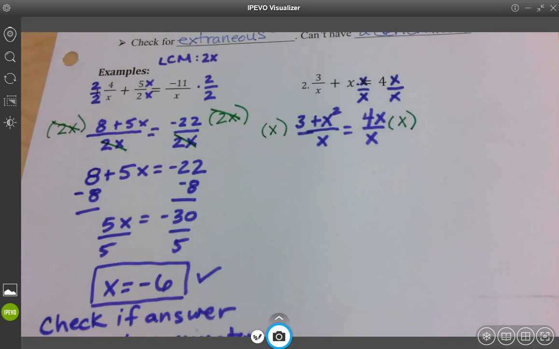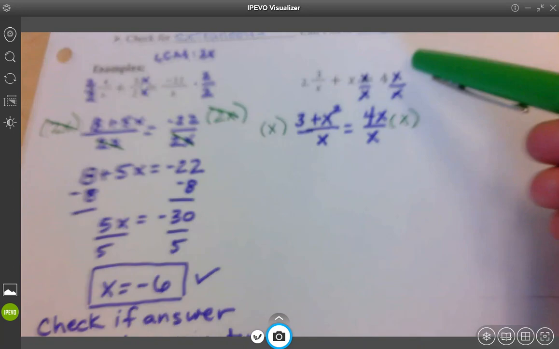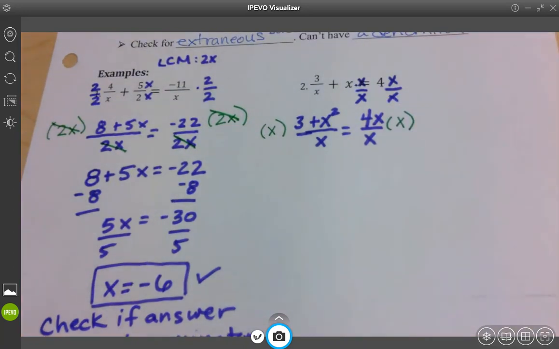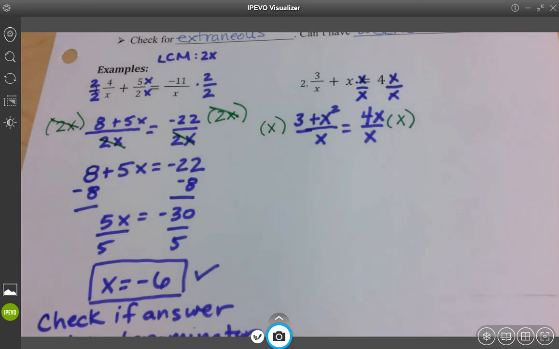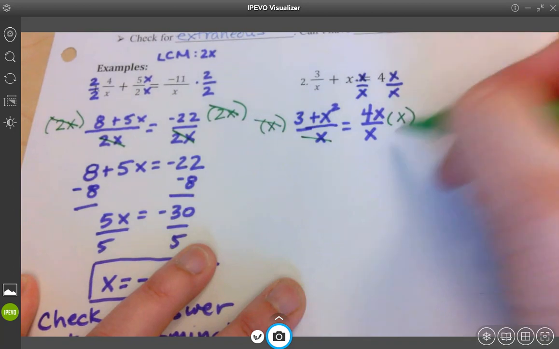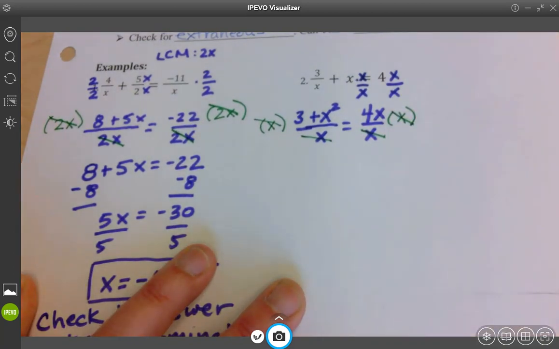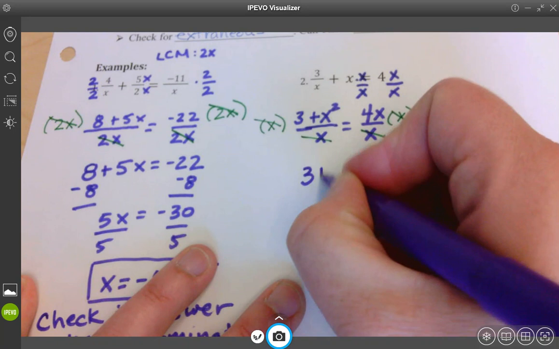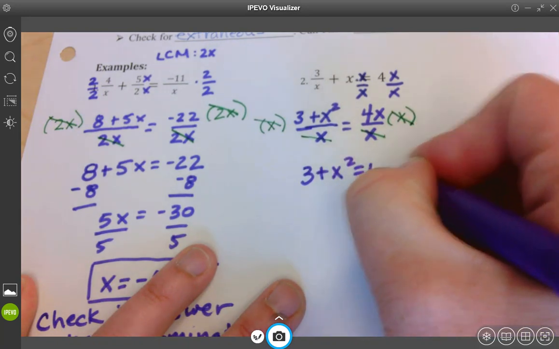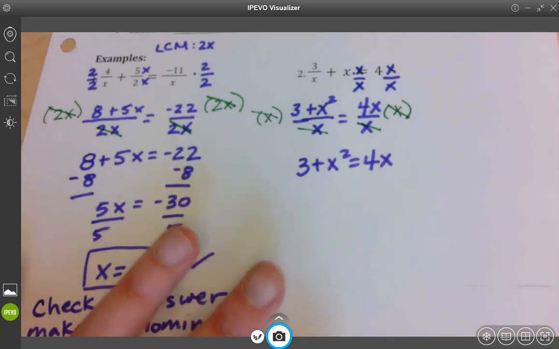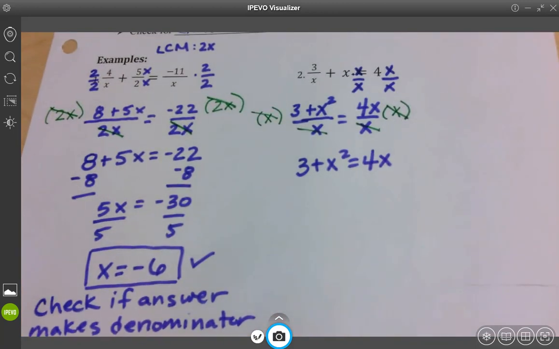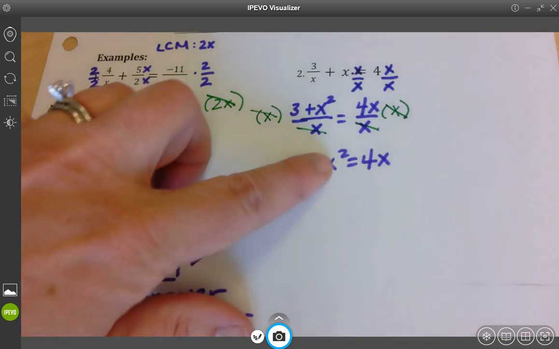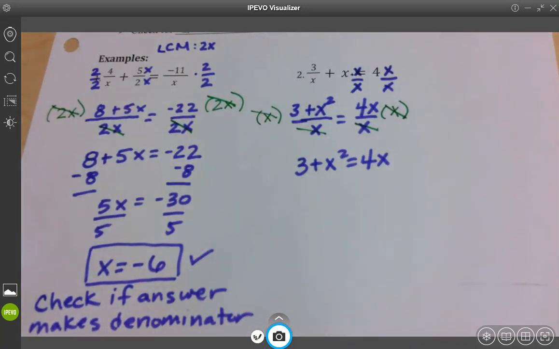Yes. It had an equal sign right here. So 4x is here. I didn't move it. Okay. So when I multiply both sides by x, it cancels out your denominator. And so now I have an equation, 3 plus x squared equals 4x. Is this equation linear, quadratic, or exponential? It's quadratic. Good. Because the exponent is a 2. If the exponent was an x, it would be exponential.